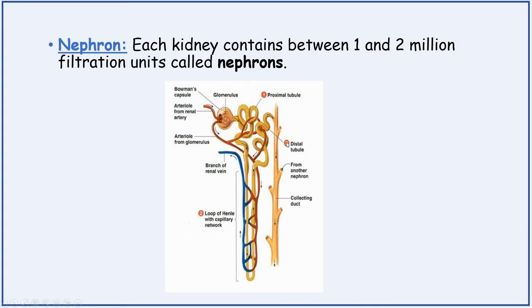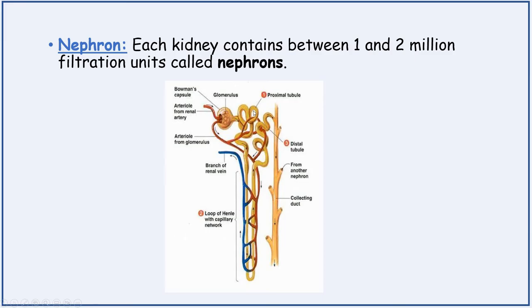And then here is a nephron. There are millions of nephrons in the human kidney. Each kidney contains between 1 and 2 million filtration units called nephrons. You've got the arteriole from the renal artery, and then the arteriole that comes away from the glomerulus. The glomerulus is just a bundle of capillaries, like a branched network of capillaries, and it's found inside the Bowman's capsule. So the Bowman's capsule just surrounds that network of capillaries.